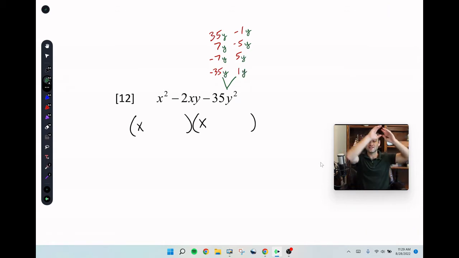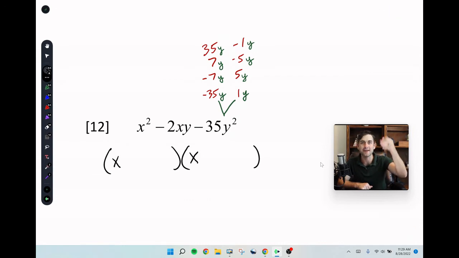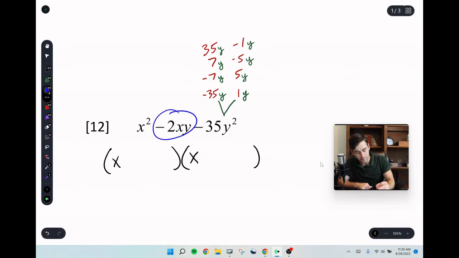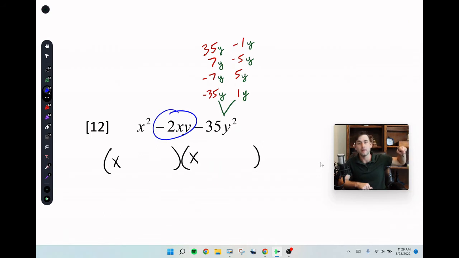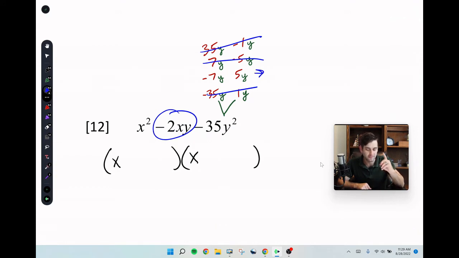If we multiply some number with y times x, doesn't it make sense that we'd get some number with x and y? Well, yeah, and then at the very end, we're going to check it just to make sure. So let's see what happens. We're looking for the 2 numbers that add up to give us that middle term. Remember, we want them to multiply to give us the last term, add to give us the middle term. So what 2 numbers here add up to give us -2? Not 35 and 1, not 7 and 5, because that would be a +2. So these 2 are going to add up to give us a -2, right?